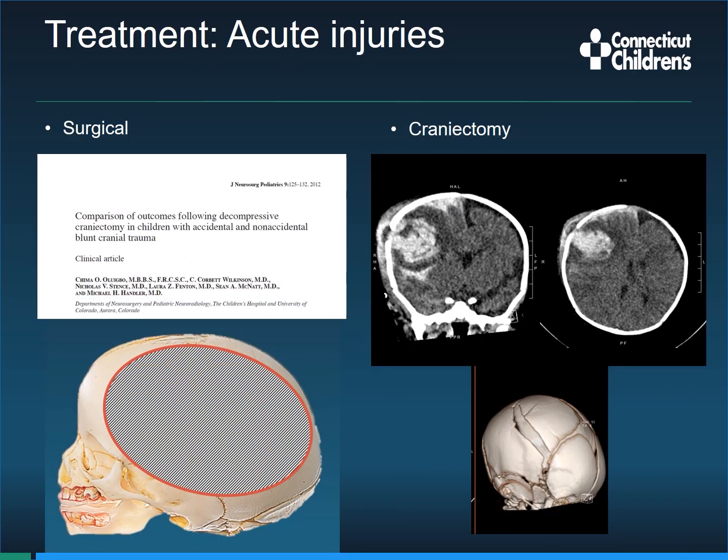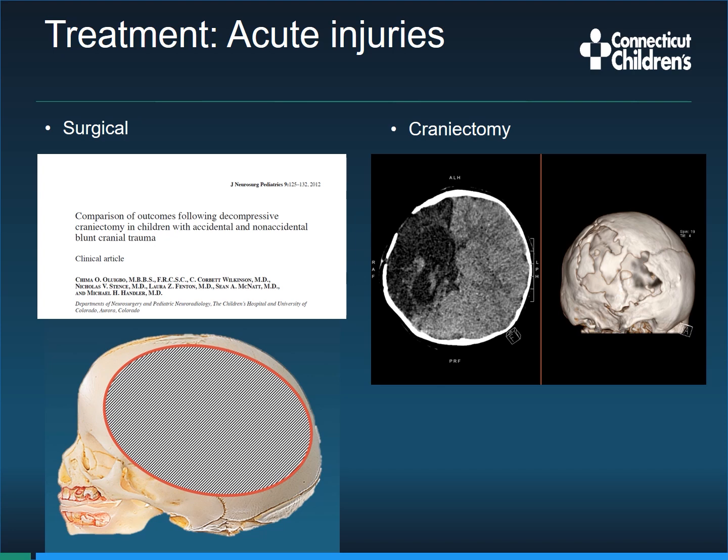In the setting of acute injuries requiring craniotomy for decompression, I would highlight 2 key outcomes of note in this patient population. First, children with AHT have worse outcomes than accidental injuries. In one series, children with abusive head trauma had a 12-fold increase in the odds of death and 3-fold increase in worsened outcome compared to children with accidental mechanism of closed head injury. Second, young children undergoing decompressive craniectomy have a high rate of bone resorption, approaching 100%.